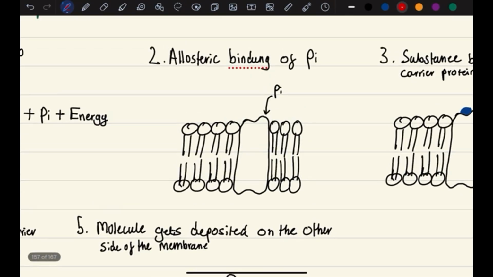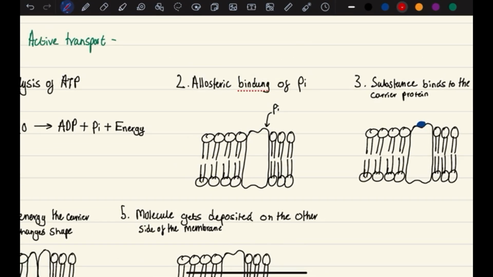So we're going to have allosteric binding of that inorganic phosphate. Now, allosteric, it just means it's a site that's different to the binding site. So normally, say this wants to transport chloride, for example, there's going to be a specific chloride binding site, yeah? But the inorganic phosphate isn't going to bind there. So you can see it's not binding at the dip, it's binding somewhere else.